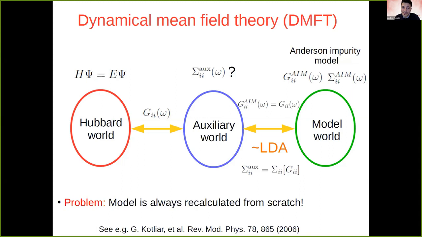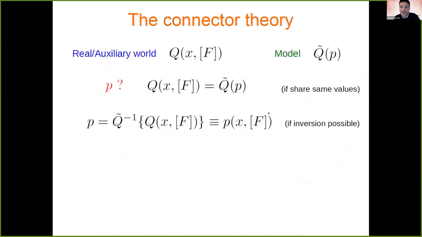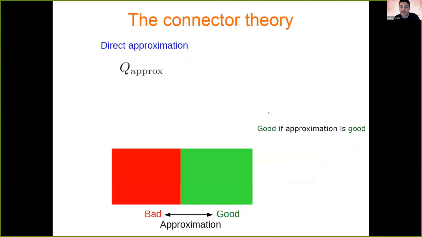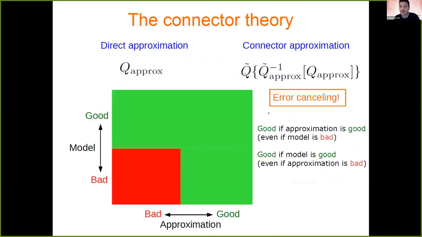So thanks. There's a second question that is about error cancelling within the connector theory. Question is, is it more or less universal, or is it system and approximation dependent? Perhaps I don't know if you have your own arguments or numerical evidences of this.